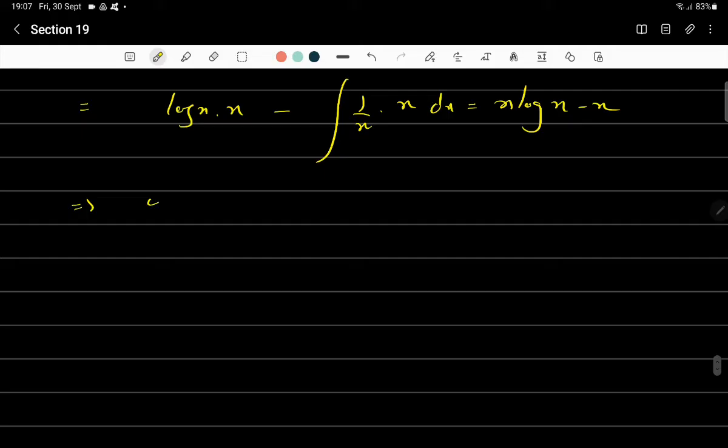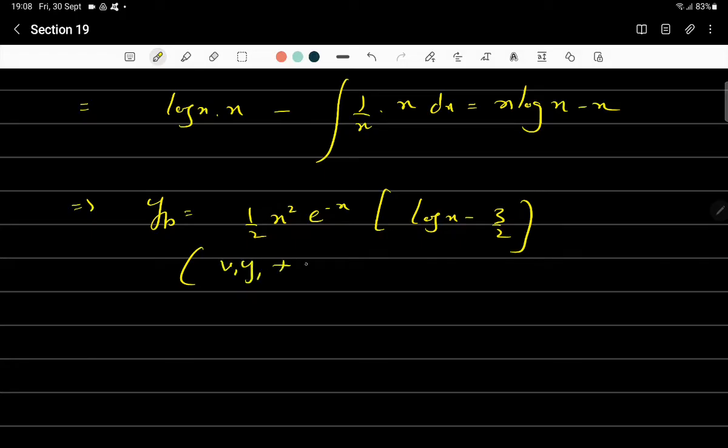It means my yp is 1 by 2 x square e raised to the power minus x log x minus 3 by 2, which comes because it is v1 y1 plus v2 y2.